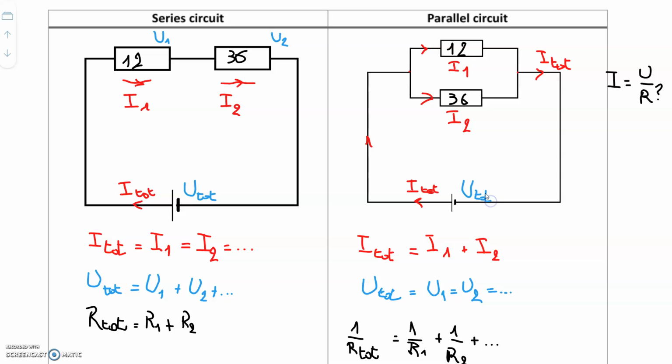If your current cannot divide, your voltage will. And if your current can divide, ironically, your voltage will remain the same between those two. Made a small mistake here. This should have been voltage 2, of course.